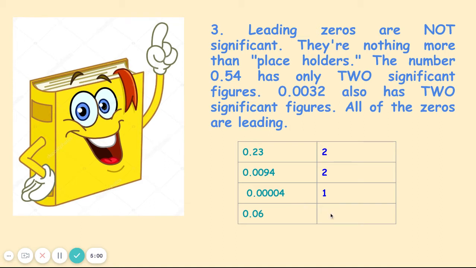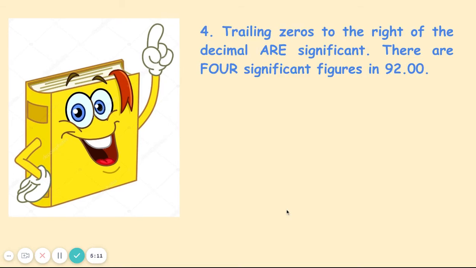Okay, so yung last example natin, 0.06, of course, isa lang din po yan kasi itong dalawang zero na to, they are leading zeros. Okay? So, how about rule number 4? Trailing zeros to the right of a decimal are significant. There are 4 significant figures in 92.00.